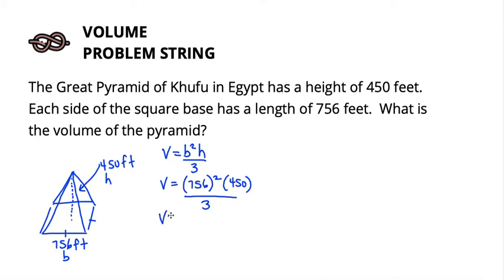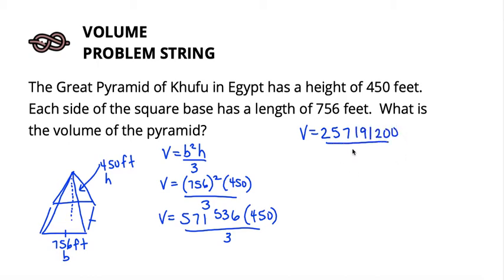All right, so let's follow order of operations. So I'm going to do my exponent first. So 756 squared gives me a value of 571,536. I'm going to multiply that by 450 and divide that by 3. I'm going to multiply my numerator first. That gives me a really large number. And divide that by 3 to get my final answer. So I have an answer of 85,730,400, and my units are feet cubed.